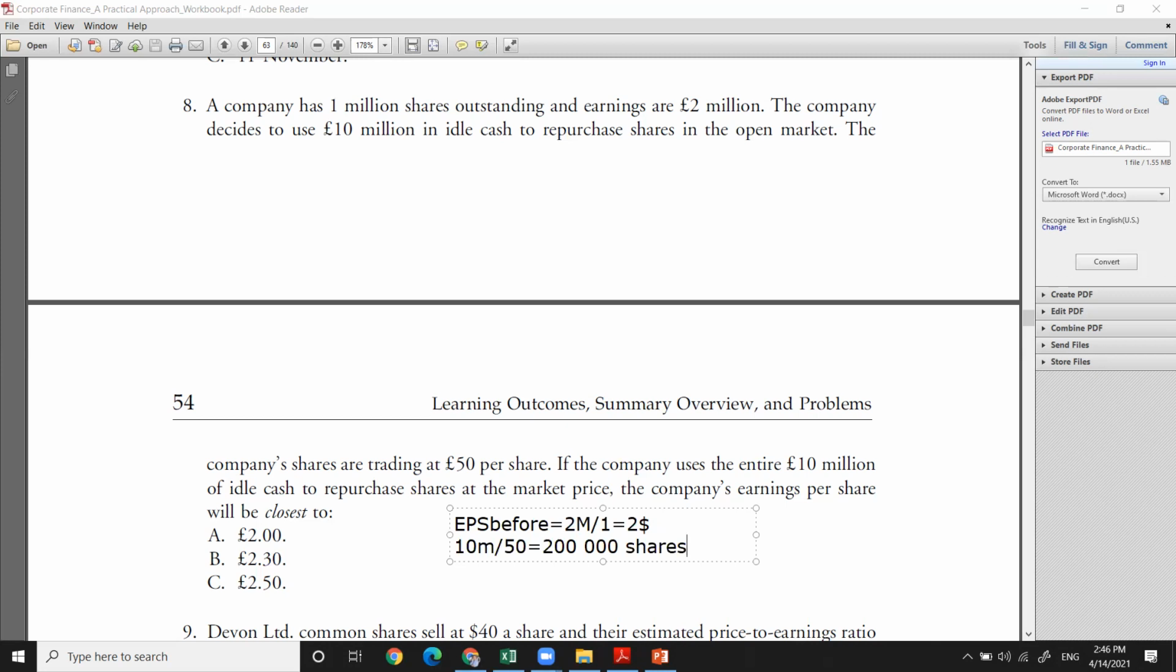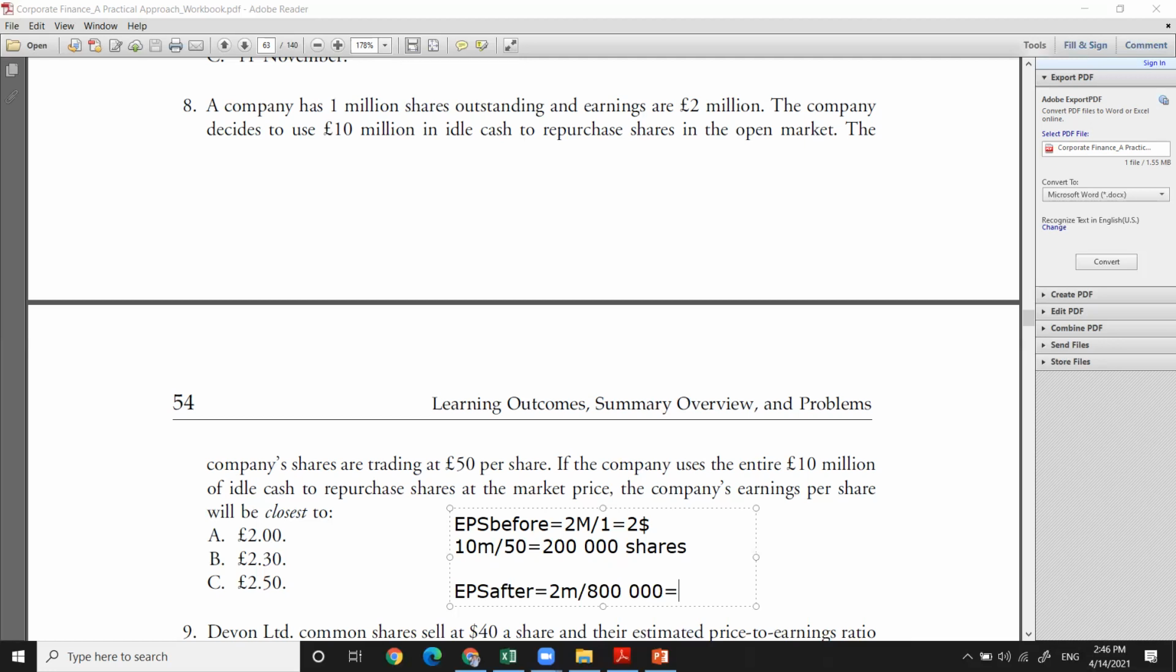And after that, we know that how many shares will be outstanding after the repurchase is just exactly the difference between 1 million and 200,000. So now EPS after buyback is equal to 2 million divided by 800,000 shares. Why 800? Because 1 million of outstanding shares before the repurchase minus the number of the shares repurchased.